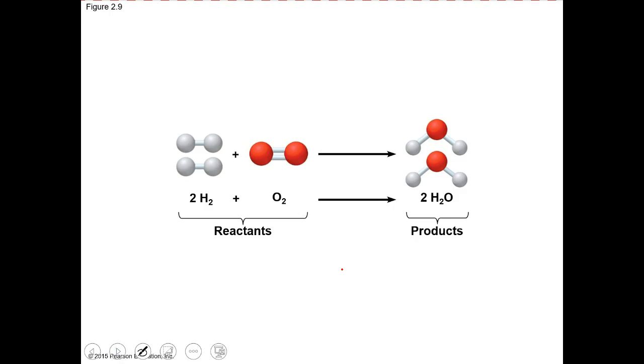Okay. Again, I know I'm going very quickly here, but I know you guys have seen some of this stuff before. So 2 hydrogens with 1 oxygen, 2 hydrogens with the other oxygen. So nothing is gained or lost here, it's only rearranged.